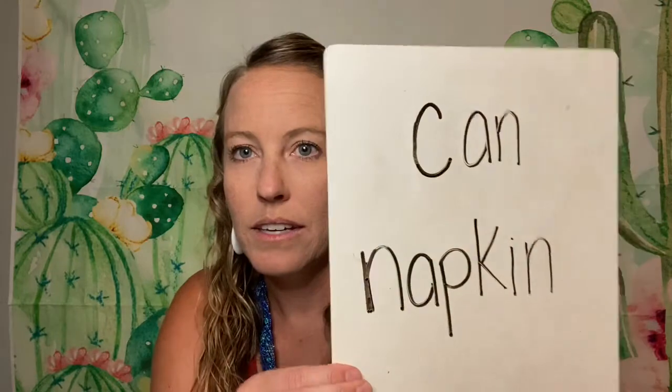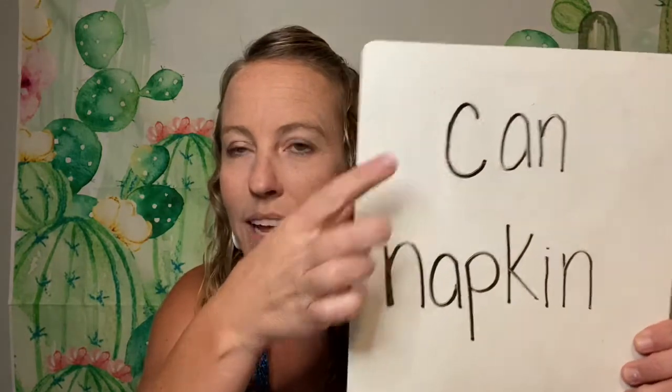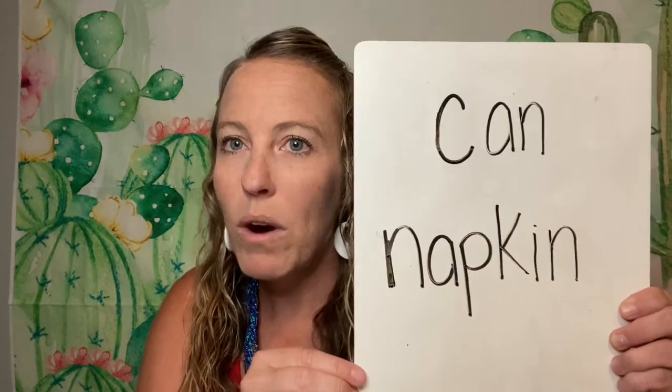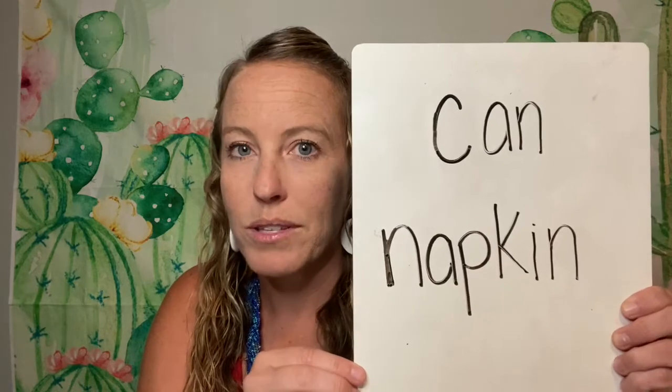Hey everyone, today we're going to be doing Saxon, lesson 36, the rule, vowel, consonant, consonant, vowel. So I'm going to show you guys two words, and I want you to tell me how these two words are alike. We have the word can and napkin. What is alike about these words?